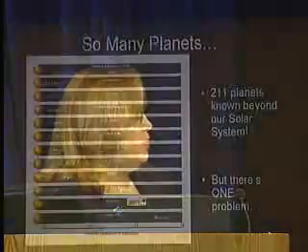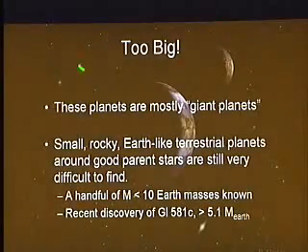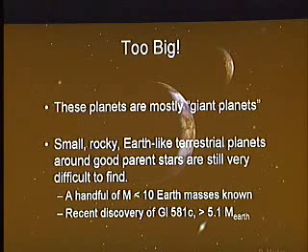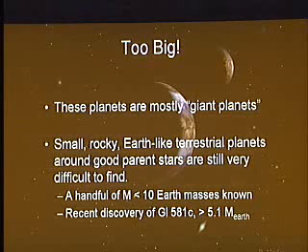So we have so many planets out there. I think there's about 211 now known. It could have changed since I wrote this slide this afternoon, though. But there's one problem with all of these planets that we have found so far. Sorry, not all of them, most of them. They're too big. These planets we have found are mostly gas giant planets. So these small, rocky, Earth-like planets, the terrestrial planets that we want to find around good parent stars, are still very difficult to find.